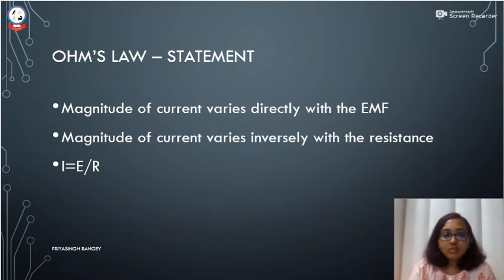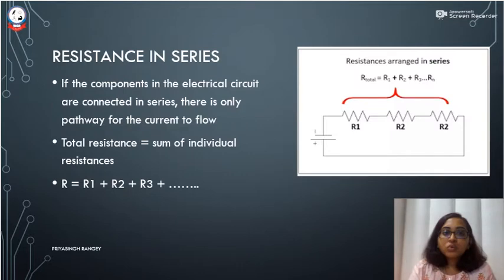Now on lines of the Ohm's law, we have two different kinds of arrangements that we see in an electrical circuit. These two different arrangements are the resistance in series arrangement and the resistance in parallel arrangement. Now when we look at the resistance in series arrangement, like you can see in the figure, when we say that the resistances are arranged in series, it means that we have all the resistances lying one after the other in a series inside the circuit.